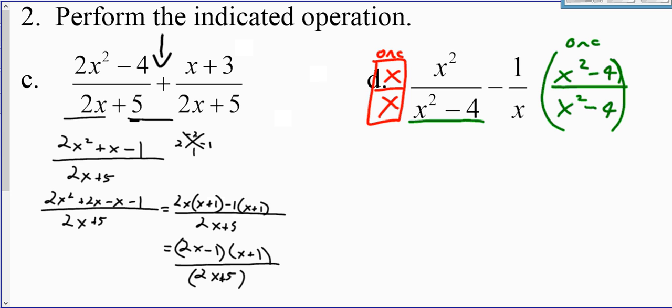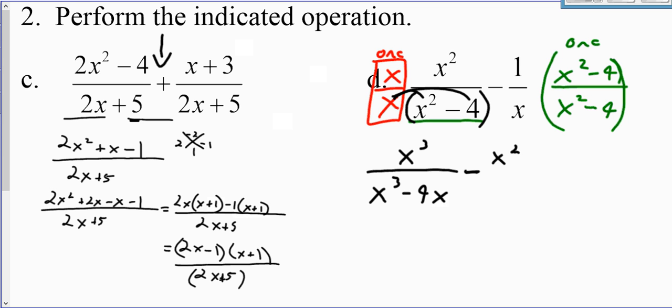So on the left side, I get x times x squared, I'm going to get x cubed. The denominator is going to be, remembering to double distribute across here, x cubed minus 4x. Okay, and then I'm going to subtract, and I'm going to have to remember that it's minus this entire quantity, which is x squared minus 4 over, distribute my x, and I get x cubed minus 4x.